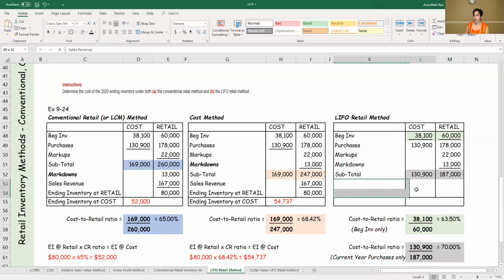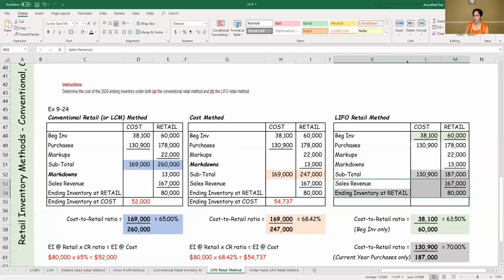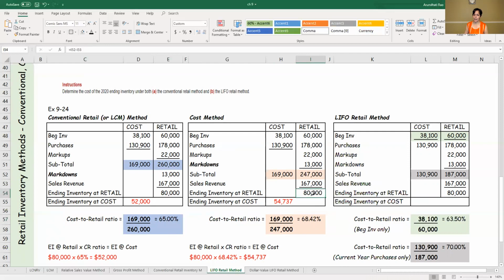Now I need to come up with the ending inventory. At retail, it stays the same in all the cases because that's what's on the floor. The issue now is my ending inventory at cost. In the previous two cases, I took the cost to retail ratio, that one number I had, 65% here, 68.42, multiplied it by the ending inventory at retail, and I got my answer.